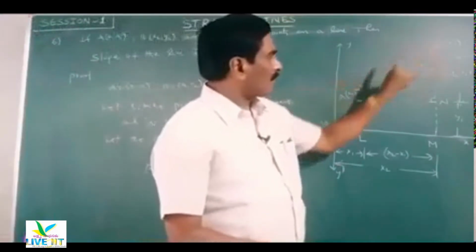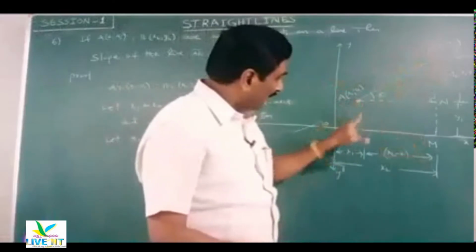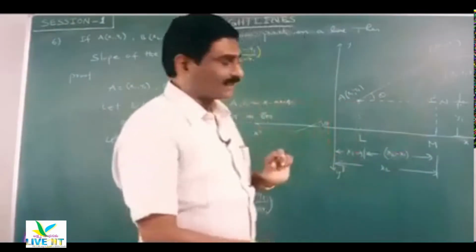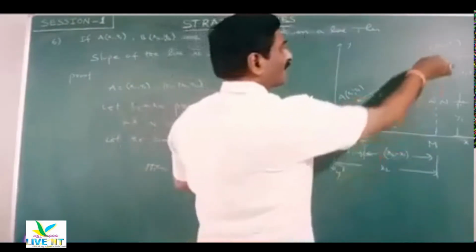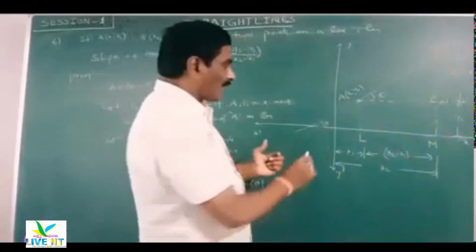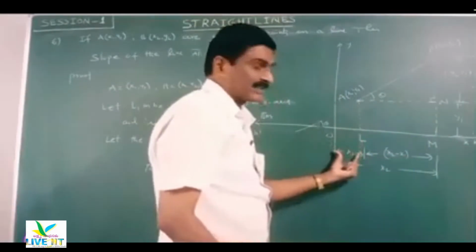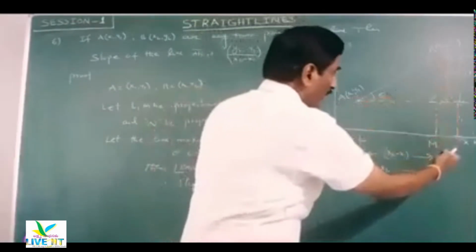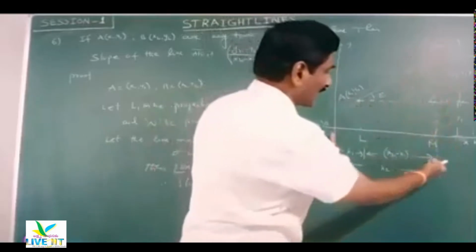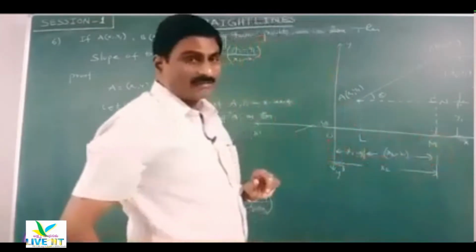Say A(x1, y1) and B(x2, y2) are 2 points in the xy plane. Let L, M be the projections of A, B on the x-axis. Let L be the projection of A on the x-axis and M be the projection of B on the x-axis. Then what is the length OL? OL is nothing but the abscissa of this point, that means x1. What is the value of OM? OM is nothing but the abscissa of the point B, that means x2. Now LM is equal to x2 minus x1.